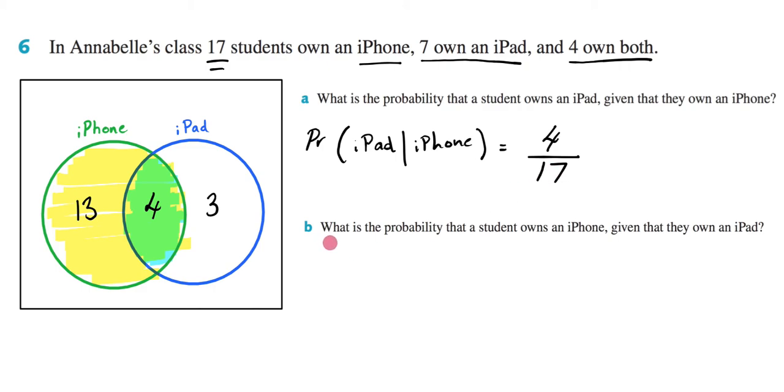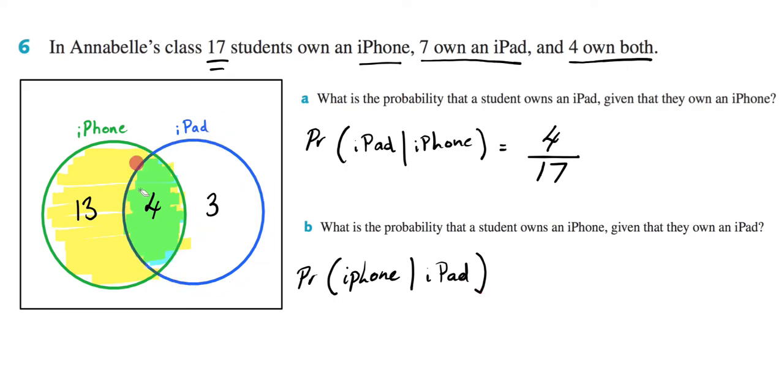Now we go to B, and it's asking, what's the probability that a student owns an iPhone given that they own an iPad? So here, it's just going to be the exact same logic. So I'm asking, what's the probability that they own an iPhone given, that line is given, they have an iPad? So this time, I'm looking at my iPad circle.